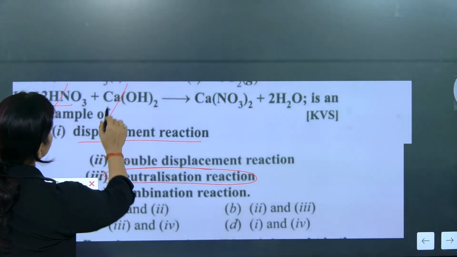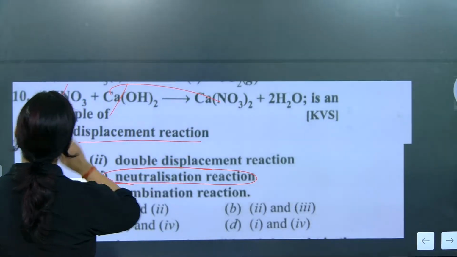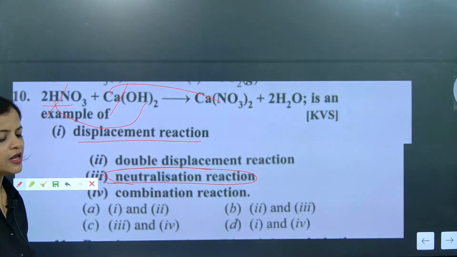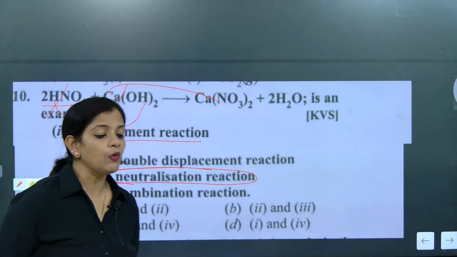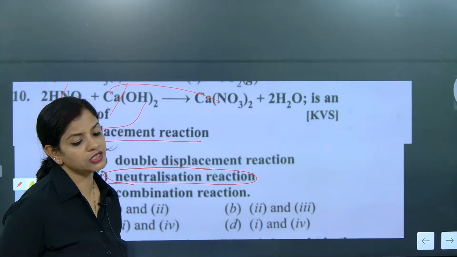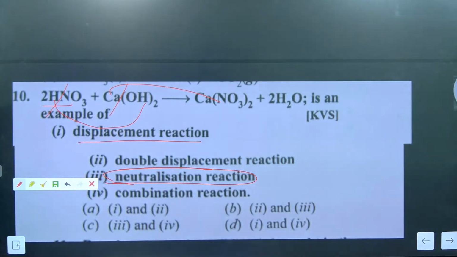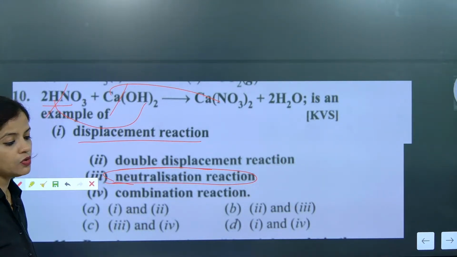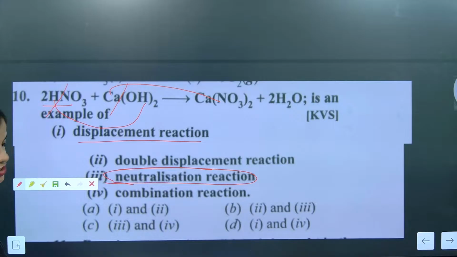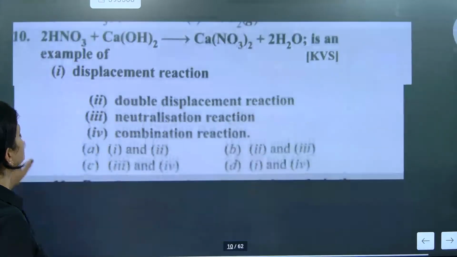Here you see Ca will be going for the nitrate part and H will be going for the other one, then water molecule. So here definitely it is a type of double displacement reaction plus neutralization because acid and base are associated here. So in board examination when they ask you questions, you need to answer very perfectly. It's double displacement reaction plus neutralization reaction. We'll go for the next one, please.